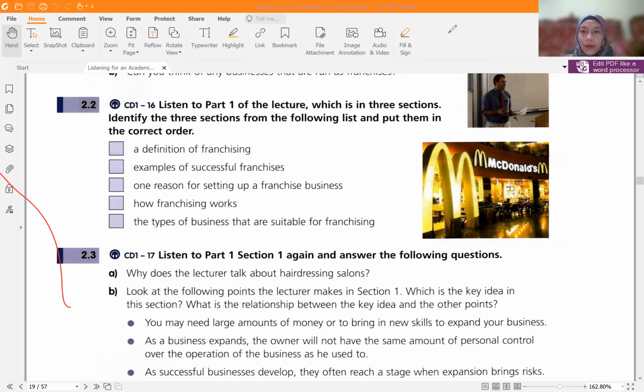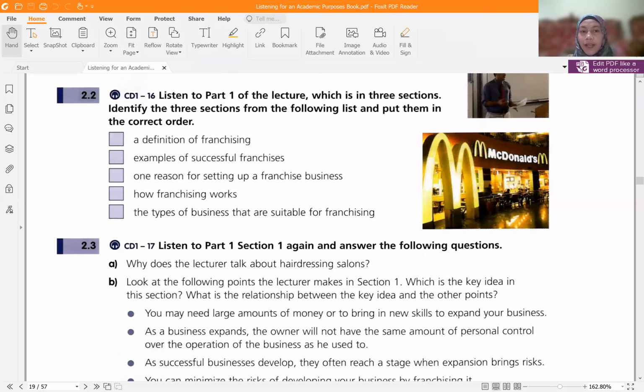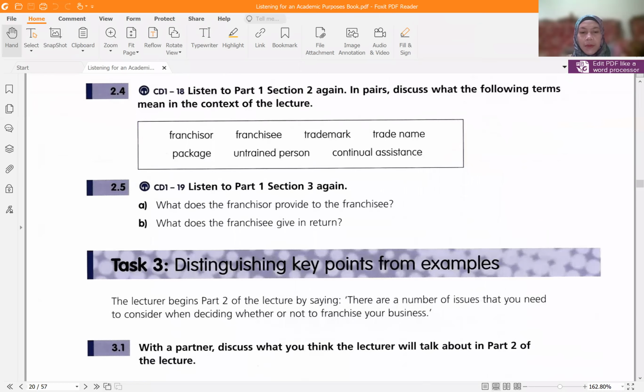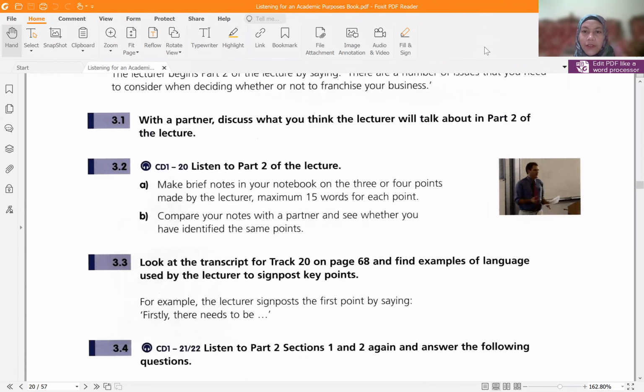Meanwhile, now we are going to listen to the second part of the lecture, and you need to write down the key points that you heard from the lecturer. Here you need to write down 3 to 4 points. Jadi kalian perlu menuliskan 3 sampai 4 points, dan setiap points itu maksimal terdiri dari 15 kata. Ya, maksimal. Artinya it can be less than that.